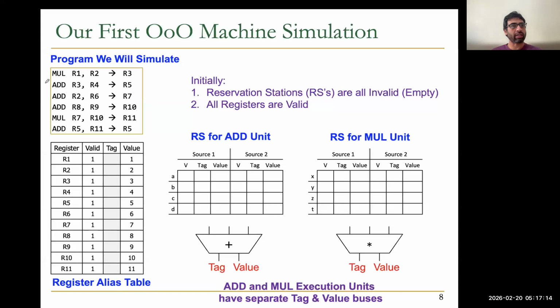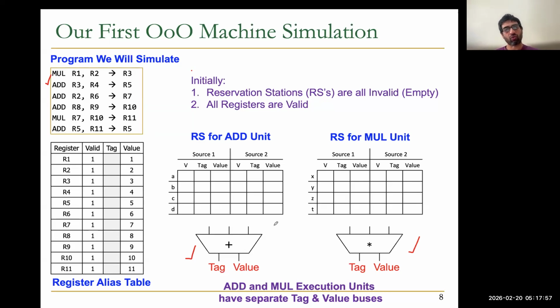So the program we are going to simulate is this one, right? On the left side, you have the register alias table, and in this table, the first column shows you the name of the registers R1 to R11. Initially, the content of all the registers is valid, and we have some arbitrary values from 1 to 11 for these registers. In addition to that, we have two functional units, an adder and a multiplier, right? And each functional unit generates two outputs: the result of the operation, and the tag. We will see how the tag is generated later on.